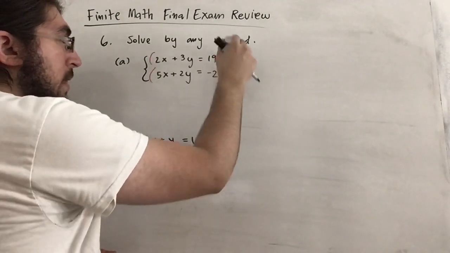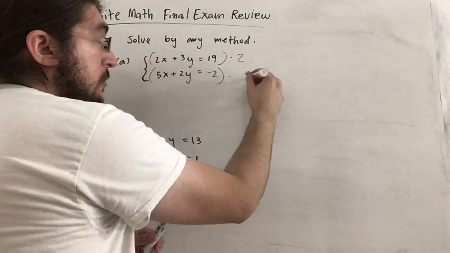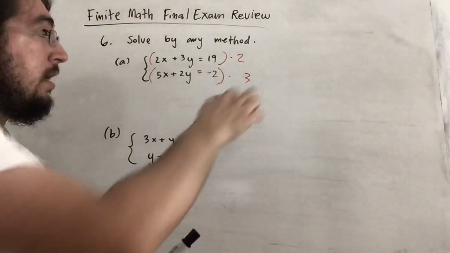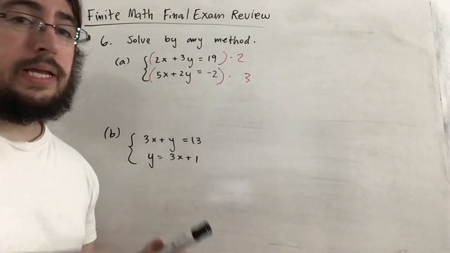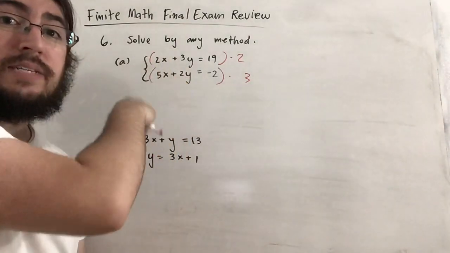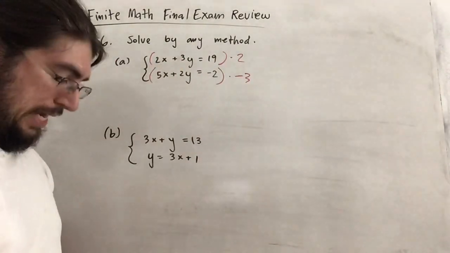So to eliminate y, we need the numbers to be the same. So I can multiply the top by 2, the bottom by 3. Now notice when you do that, you'll get 6y for both, and when you add them, you get 12y. So it doesn't eliminate, meaning we have to change the signs of one of the equations. So that's why I left space there. So I'm going to leave that as a -3 now.